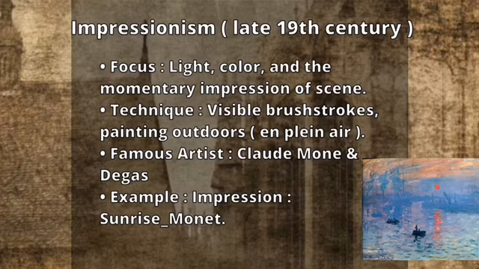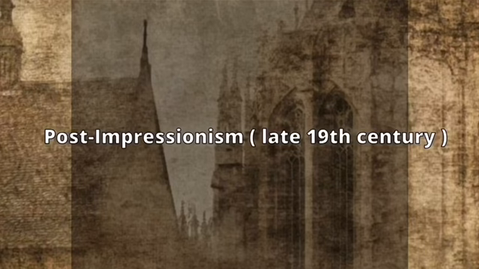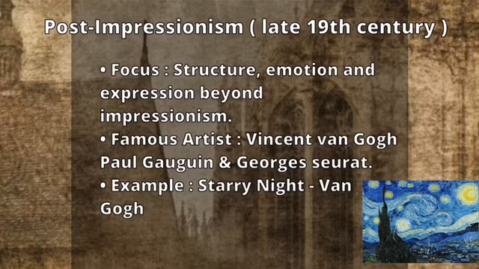Famous artists, Claude Monet and Degas. Example: Impression, Sunrise, Monet. Lastly, Post-Impressionism, also from the late 19th century. Focus: structure, emotion, and expression beyond Impressionism. Famous artists, Vincent van Gogh, Paul Gauguin, and Georges Seurat. Example: Starry Night, Van Gogh.